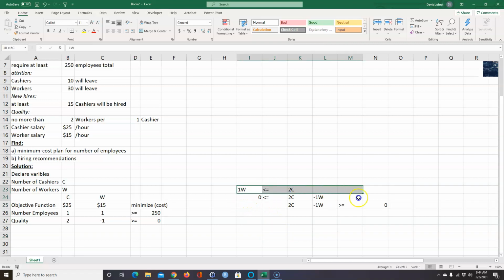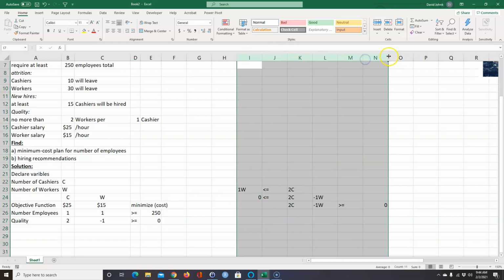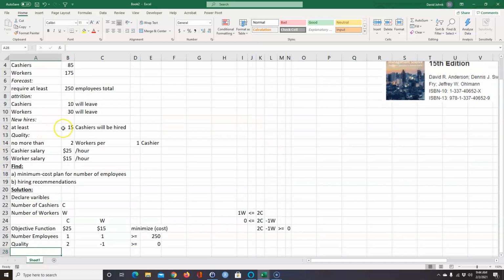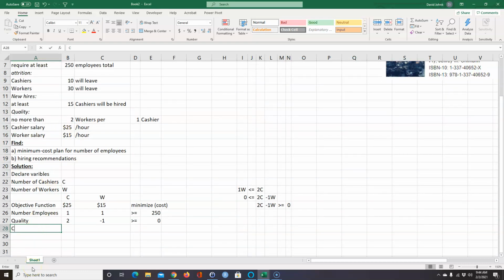And I don't think I explained it very well, but hopefully I explained it well enough that you can understand what I did. All right. So now we have the quality constraint in. And another thing, as I said, now we have to worry about the new hires on the cashier side. So you can say cashier hires.